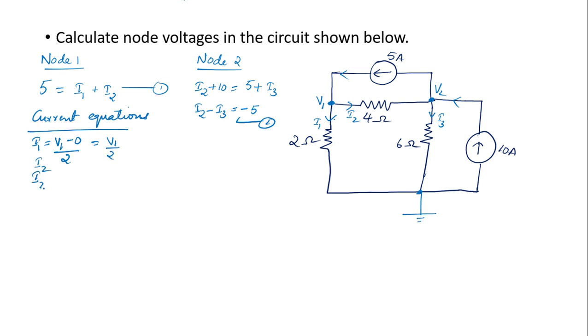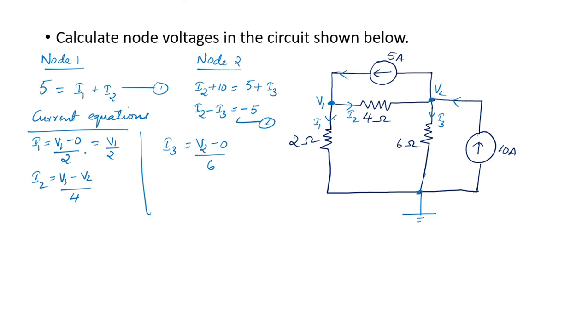Next you have I2. I2 is starting from V1 and it is ending at V2. So I can write I2 is equal to V1 minus V2 divided by 4. Then finally I am just going to find out I3. I3 is starting from V2 and ending at 0. So it is going to be V2 minus 0 divided by 6.